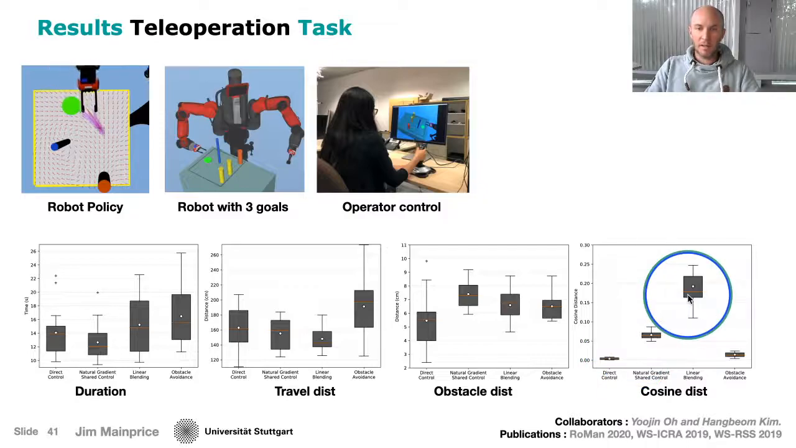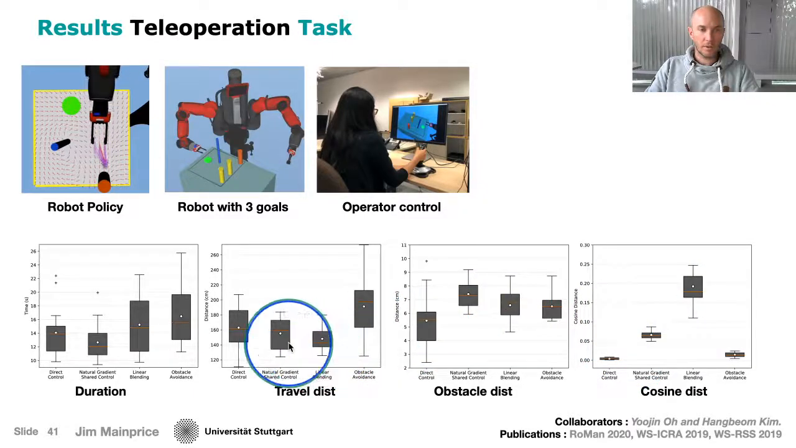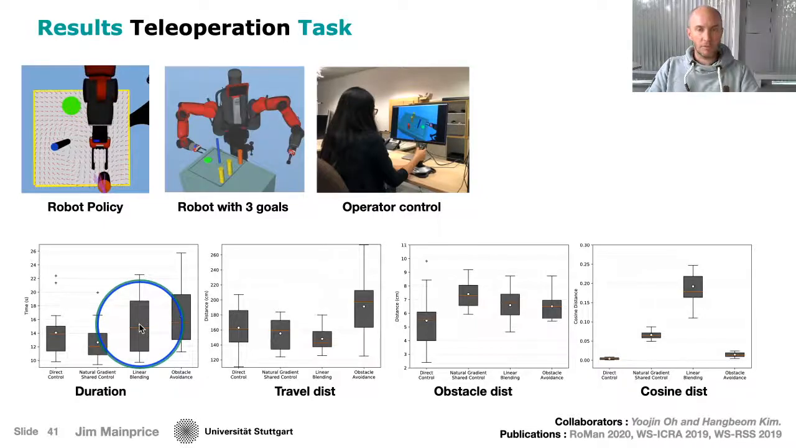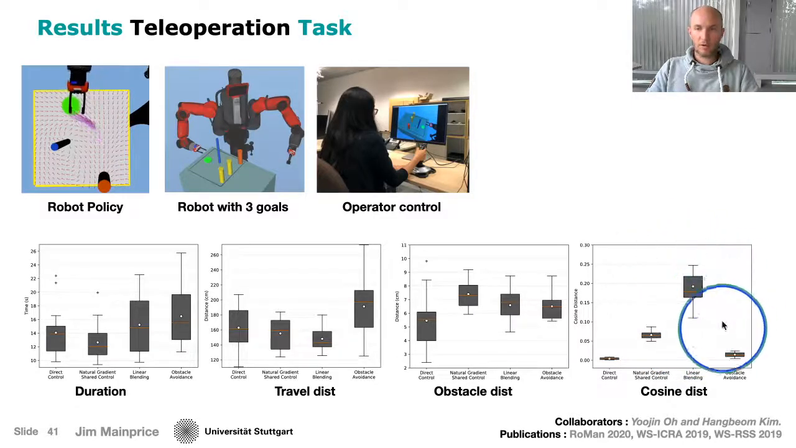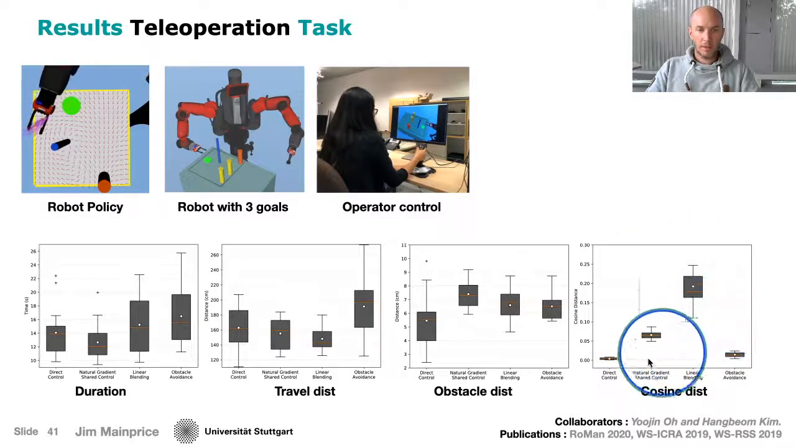Then we have the linear blending. Here we also consider the optimal policy of the robot, but we simply blend the actions. So we use a predictive model of what the human goal might be, and then we use the confidence on this predictive model to blend the actions between what the human wants and what the robot wants. And so there we lose a lot of control authority, so the robot takes over much more often.